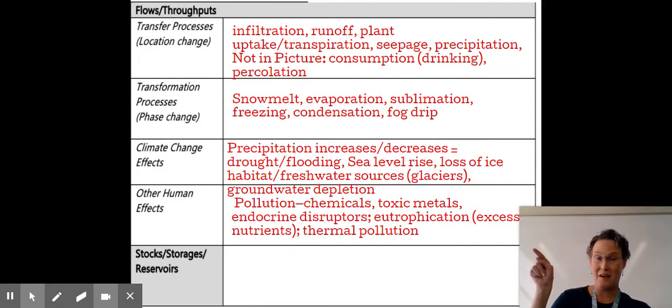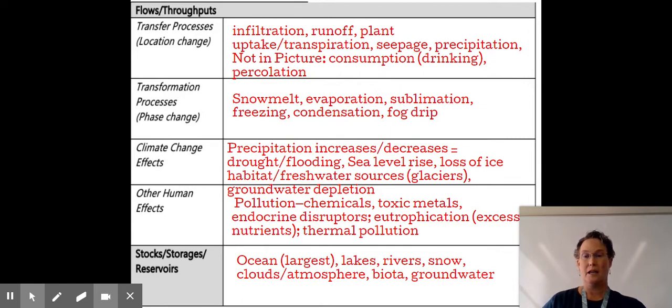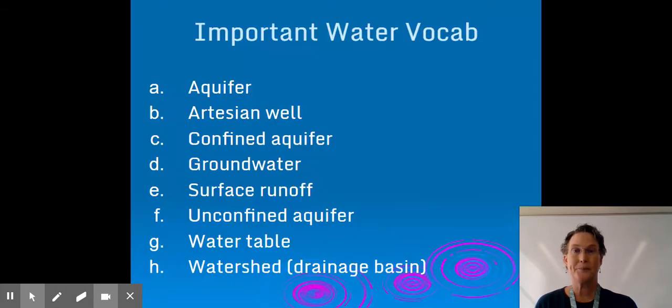Eutrophication, we know that word. With an excess of nutrients, you get eutrophication. That's a big one. That's a problem coming from the nitrogen cycle and the phosphorus cycle. And then there is thermal pollution. And then the stores are the ocean, that's the largest store, the lakes, rivers, snow, clouds, atmosphere, biota, the living things, and the groundwater. So pause and write those down in your notes on page 15.